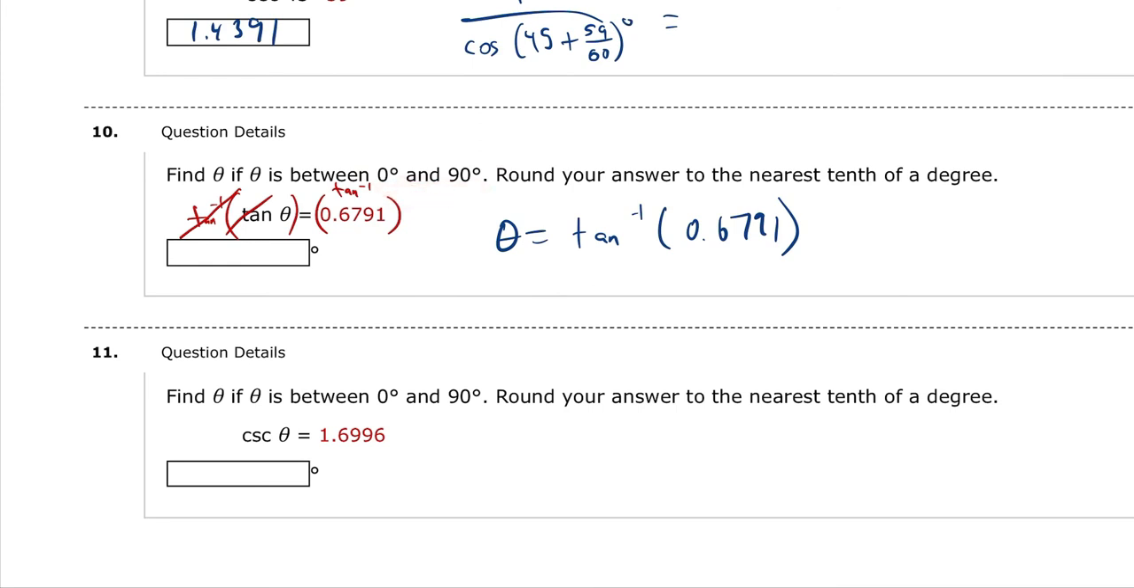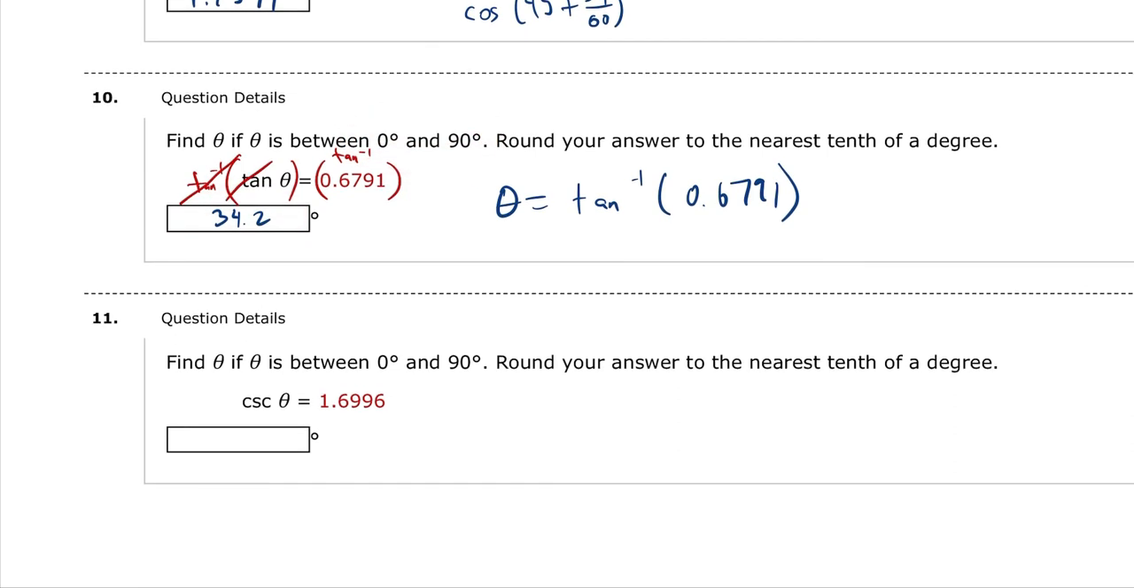So do inverse tangent, and then 0.6791. I'm getting 34.18, and they want you to round to the nearest tenth. So that would just be 1 decimal place. So I'm getting 34.2. And just make sure that your angle is between the indicated domain, which it is.